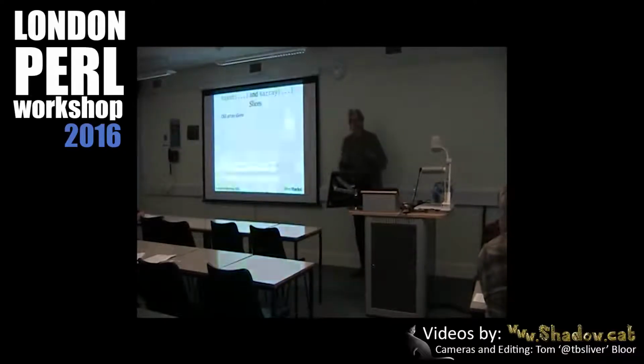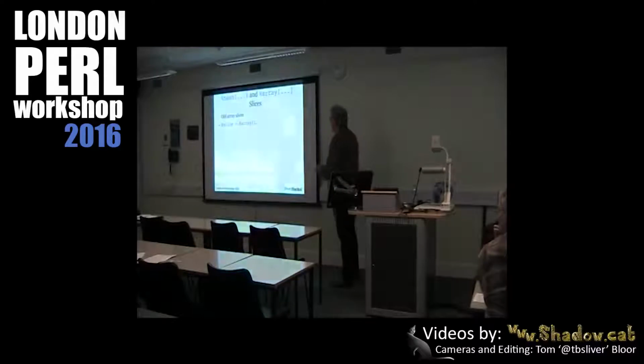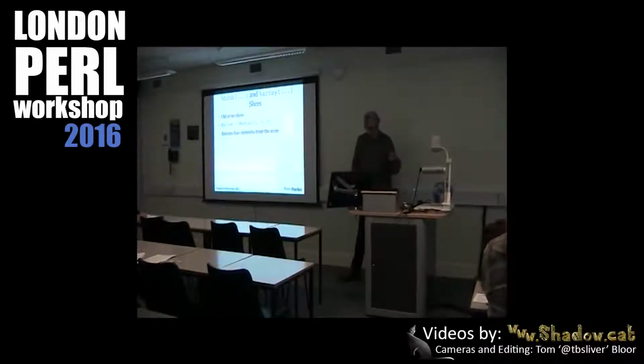So I'm hoping you all understand what an array slice is. It looks like this. You have an array name, you give it the @ symbol, because we're talking plural, and then you give it a list of indexes, and you get back a list of the values that correspond to those indexes. We've all used that, right? So that returns 4 elements from the array.